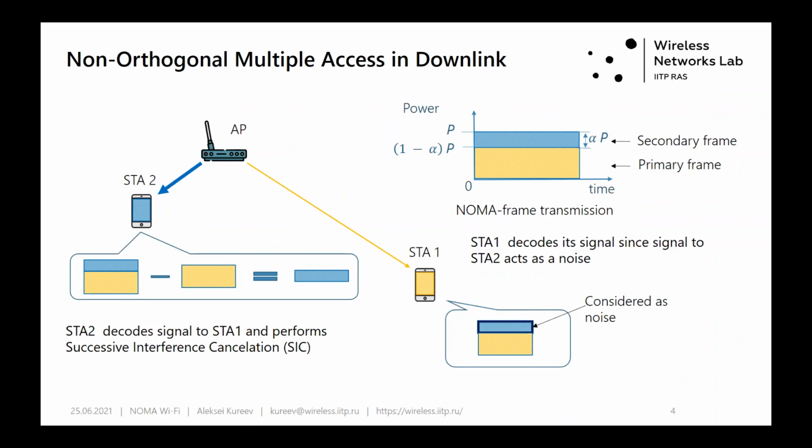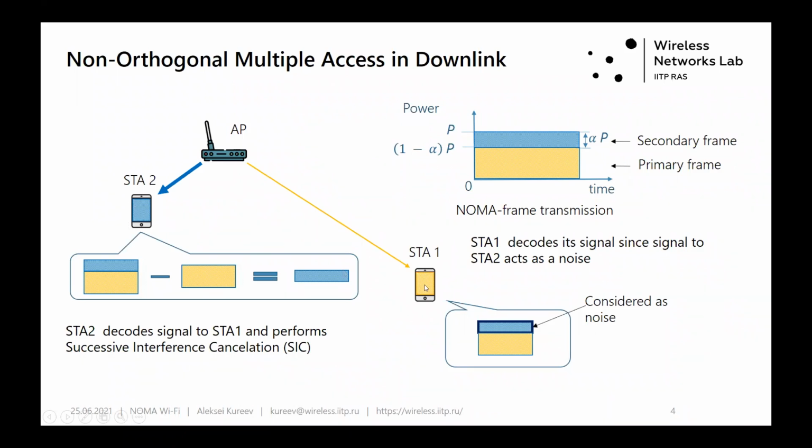The main idea of non-orthogonal multiple access, let's say NOMA, is to transmit several devices' signals at the same time and frequency using only one antenna. So if we have a one-antenna transmitter, we can transmit data to several users. And we can do this by power division between multiple users.